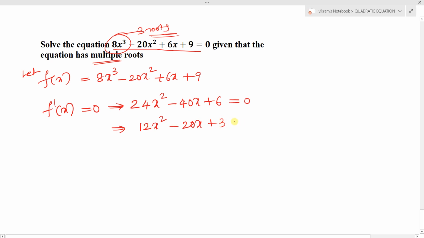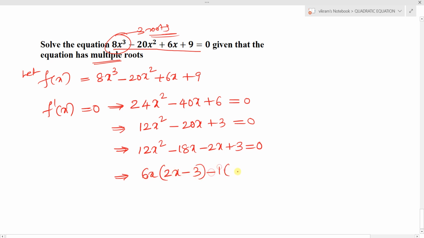And the resultant we have to obtain as a product is 36, sum is minus 10, then we can factorize this as 12x square minus 18x minus 2x plus 3 is equal to 0. Then we can factorize this: if we take 6x as a common, because 2x minus 3 is already there, we can write this as 2x minus 3 minus 1 into 2x minus 3 is equal to 0. Then we can factorize this as 2x minus 3 into 6x minus 1 equal to 0.